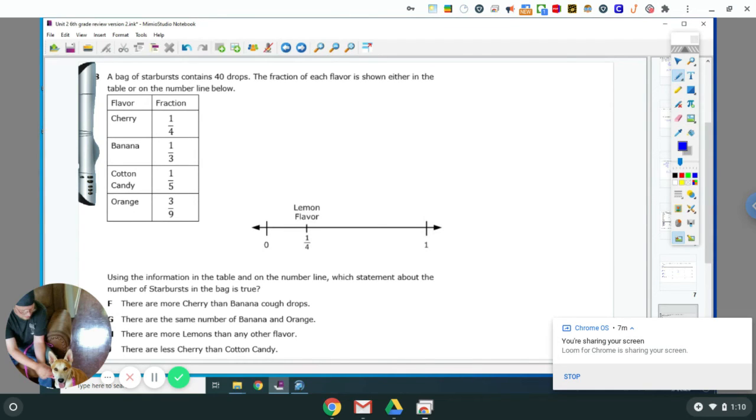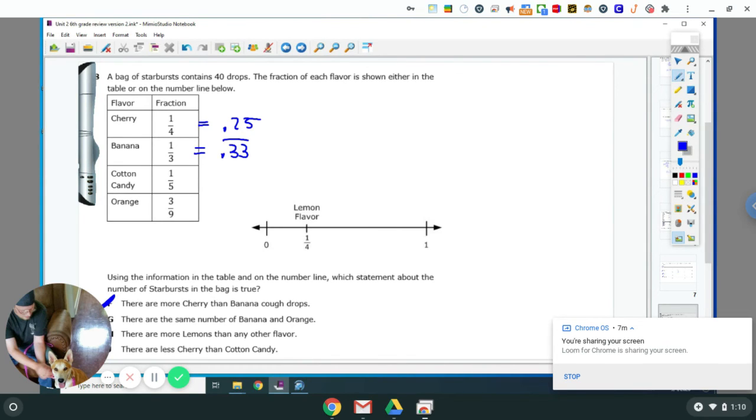So F, there are more cherries than bananas. Okay, so a cherry is 1/4 and bananas are 1/3. Well, I know 1/4 is smaller than 1/3. And if I didn't, I know 1/4 is 0.25 and 1/3 is 0.33 repeating. So that means 0.33 is actually greater than 0.25. So F is wrong.